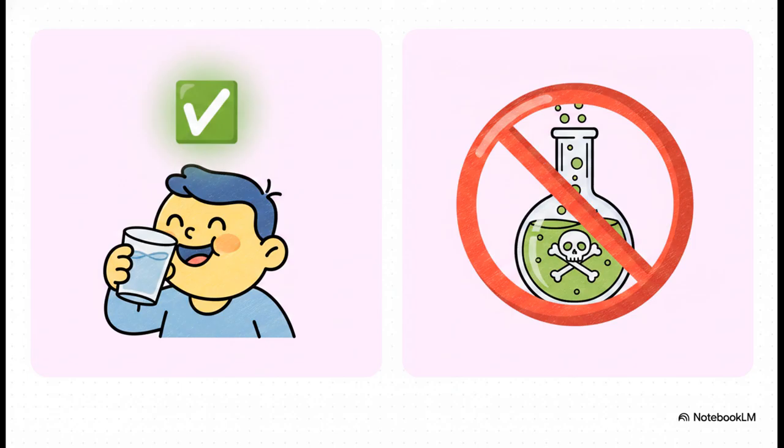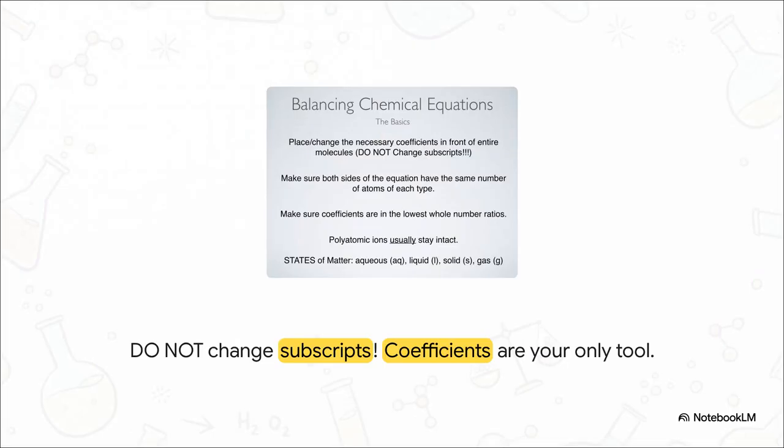Subscripts define the actual identity of the substance itself. Like if you change the subscript in H2O to H2O2 just to try and balance an equation, you've literally just turned life-giving drinking water into toxic hydrogen peroxide. And that is a quick game over. So, this rule is completely non-negotiable. Do not change subscripts. Coefficients are your only tool here.